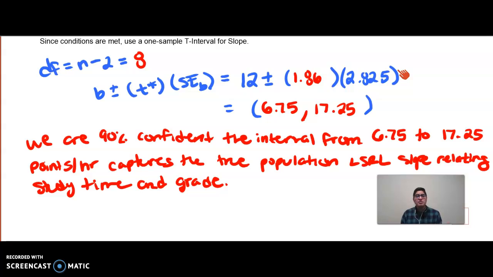Thus, we are 90% confident the interval from 6.75 to 17.25 points per hour captures the true population LSRL slope relating study time and grade. Now, you don't technically have to include the units here because we are estimating the slope, but it is helpful to note that our slope is the change in y over the change in x. So I can expect a change in the points over the change in the hours. So that's just an example of how we would conduct a PANIC procedure or a one sample t-interval for the slope of a population regression line.